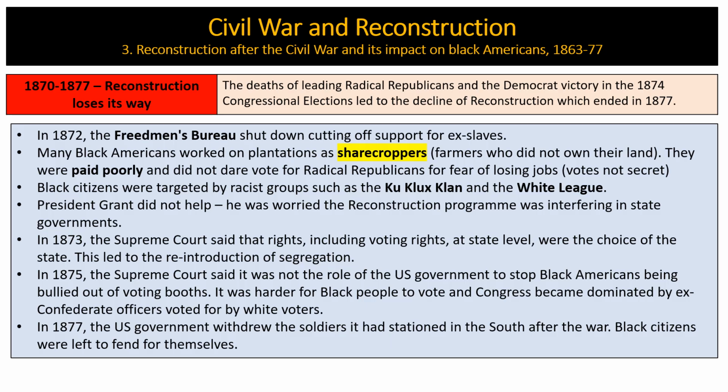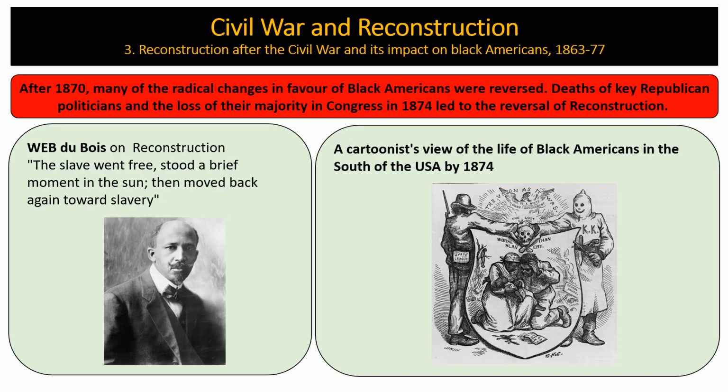This made it harder for black people to vote, and Congress became dominated by ex-Confederate officers voted for by white voters. In 1877, the US government withdrew the soldiers it had stationed in the South after the war. Black citizens were left to defend themselves, and that's usually seen as the end of the Reconstruction era. So after 1870, many of the changes in favour of black Americans were reversed, and we can see here a cartoonist's view of the life of black Americans in the South. It's basically talking about how the role of the Ku Klux Klan and groups like the White League, for example, meant that the lives of black Americans were little better than when they'd been enslaved.